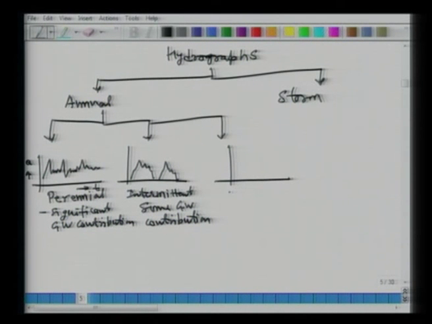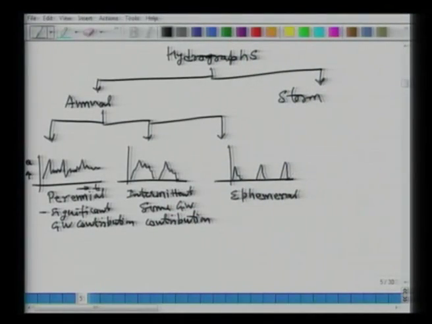All right. The third one is what is called an ephemeral hydrograph. All right. What is ephemeral hydrograph? It is a hydrograph in which you will have just spurts of flow which are separated by long intervals of no flow. All right. So, there are longer intervals of no runoff in the river in ephemeral streams, and this basically means there is hardly or no groundwater contribution in the ephemeral streams or in the ephemeral annual hydrographs.